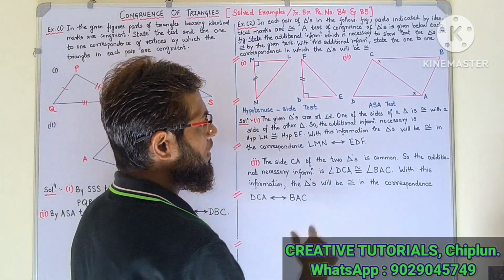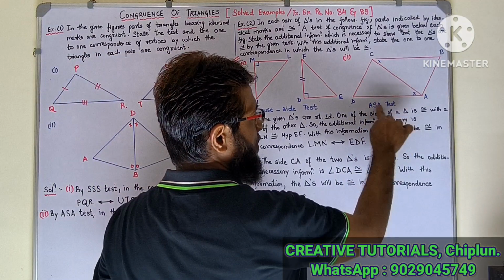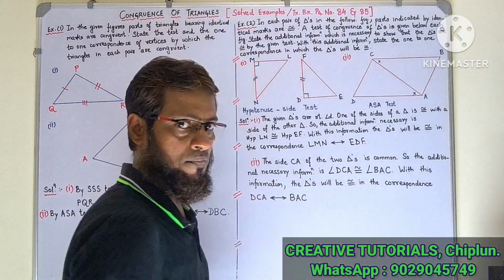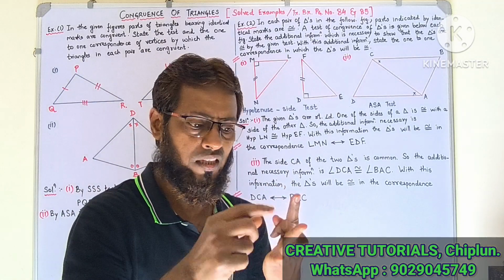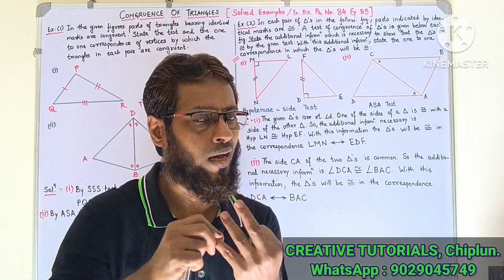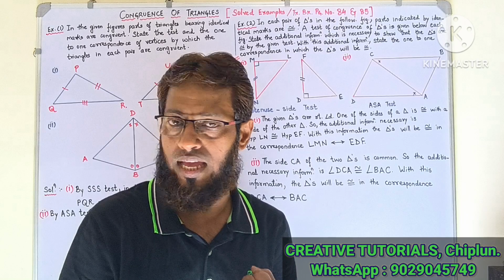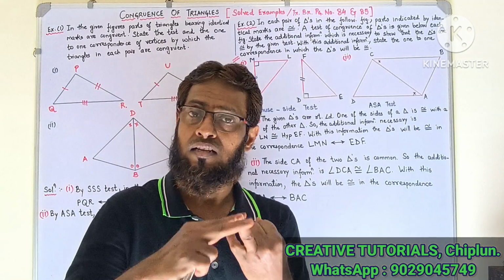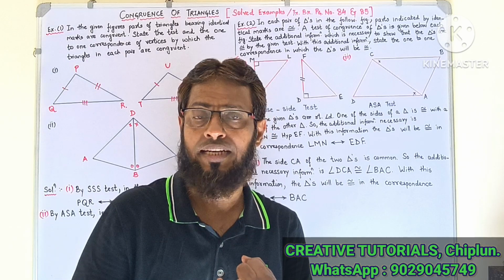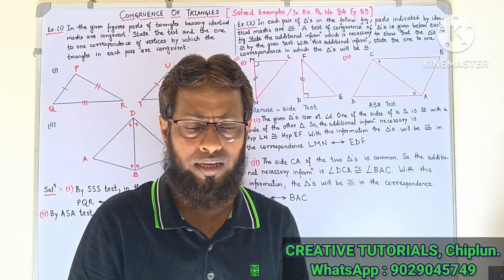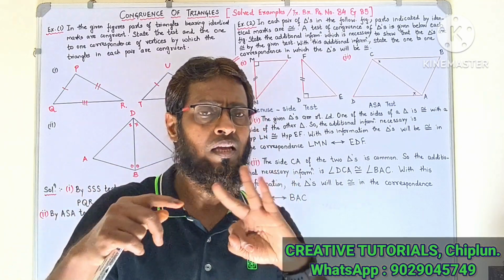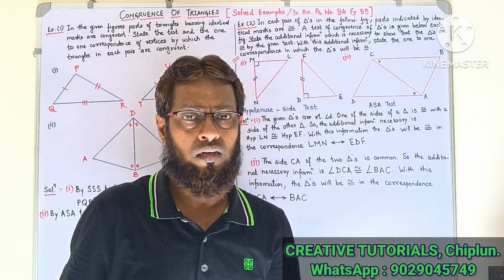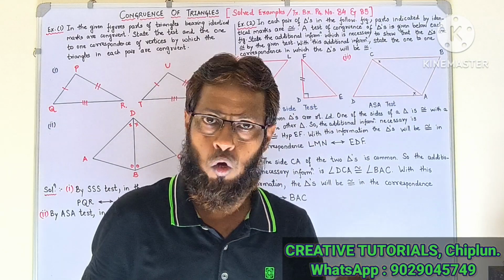Why? Because you see they have given us the ASA test. That means angle, side, angle. So as far as angle is concerned, one pair of corresponding angles is needed to be congruent. Second, one pair of the corresponding sides of the two triangles should be congruent, and again the third element will be one more pair of the corresponding angles should be congruent, right?